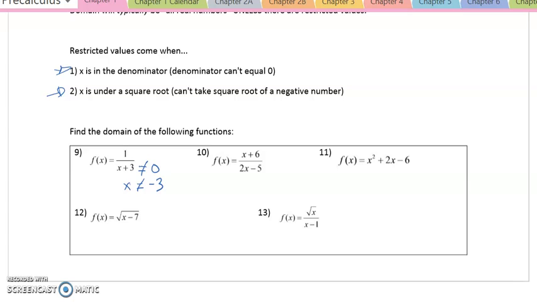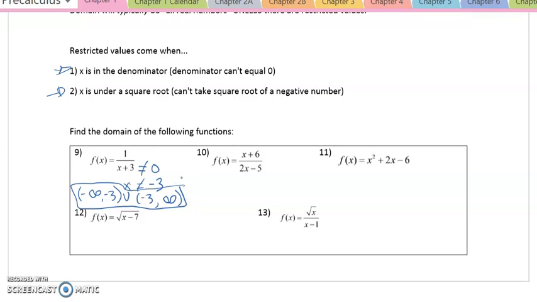So if we remember our interval notation, I can be every number from negative infinity to positive infinity except for negative 3. So that would be negative infinity to negative 3, union negative 3 to positive infinity. Okay.